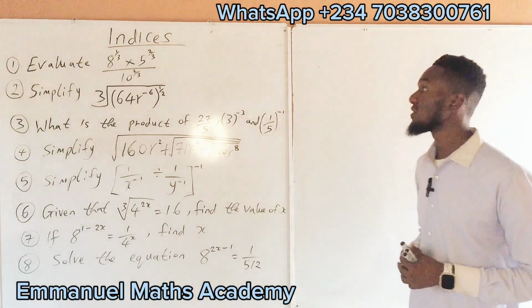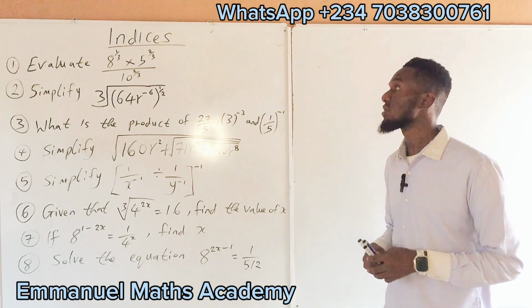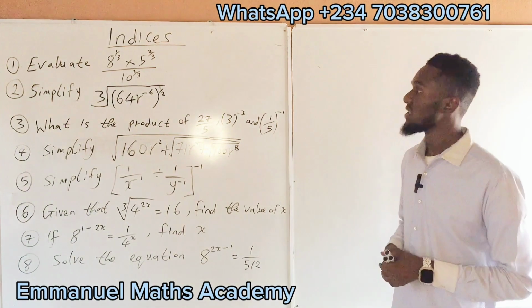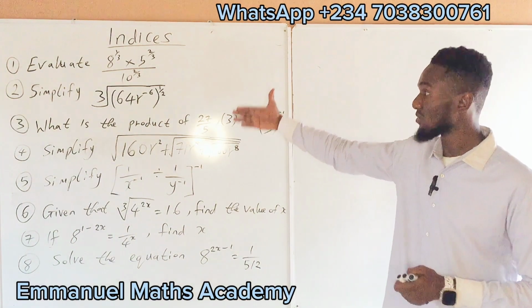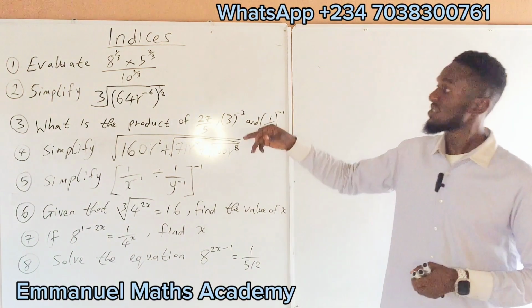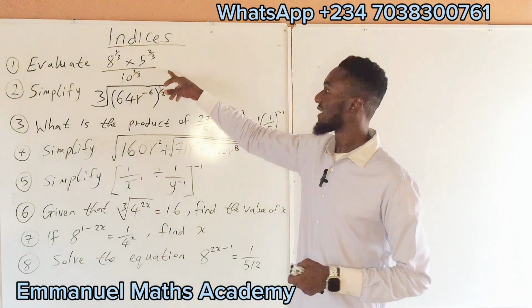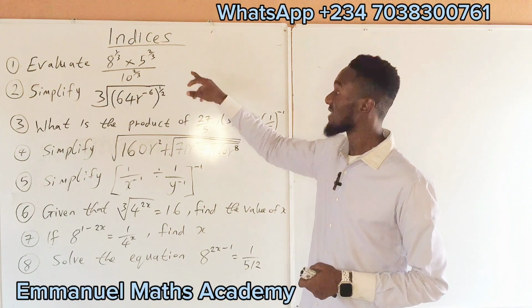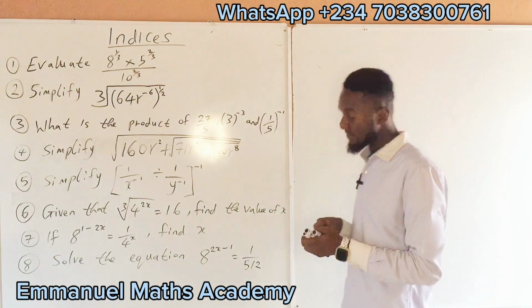So in the previous videos, we were able to look at the topic indices. Then we also saw the rules of indices. So in this particular video, we'll be applying those rules of indices in this problem, right? Now the first question says, evaluate 8 power 1 over 3 times 5 power 2 over 3 all over 10 power 2 over 3, right?